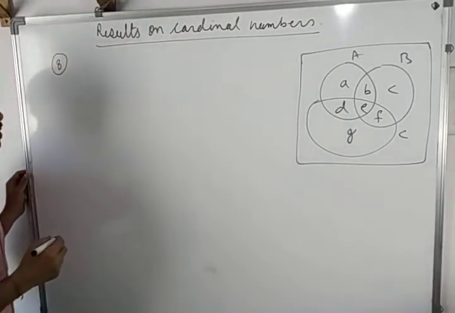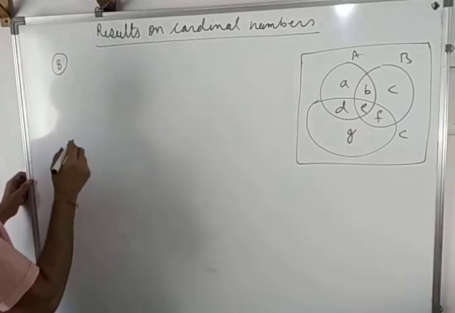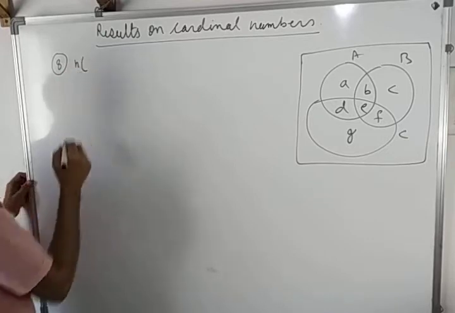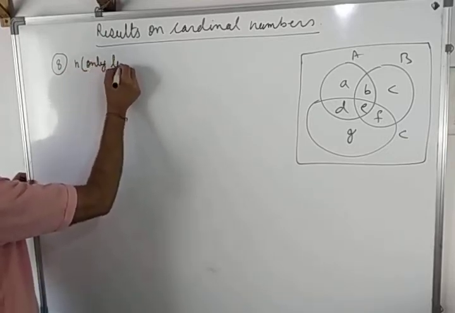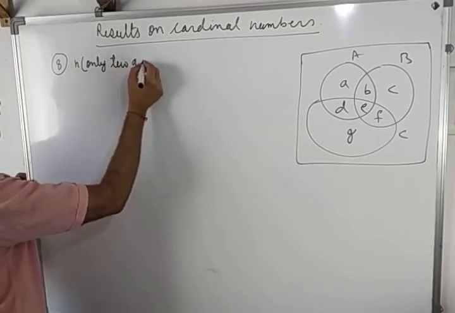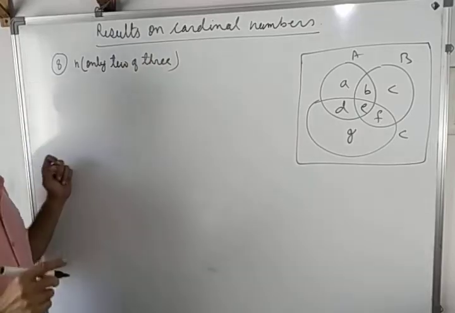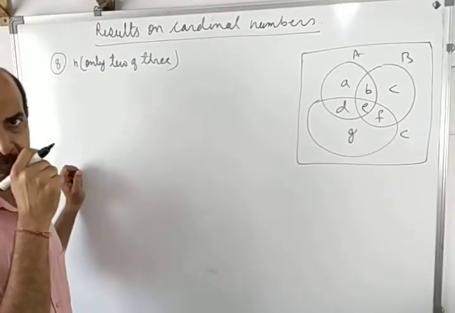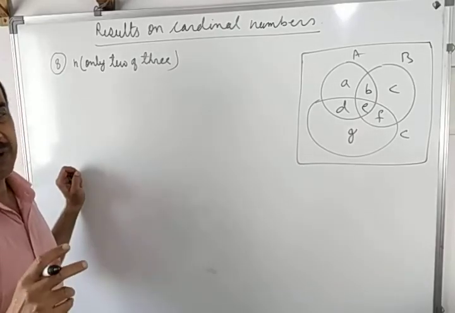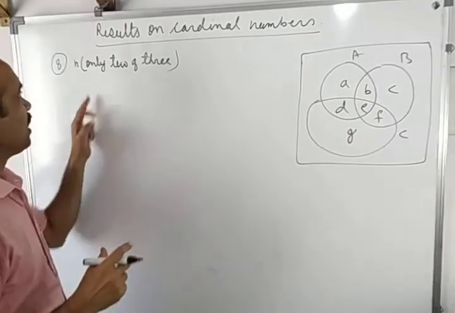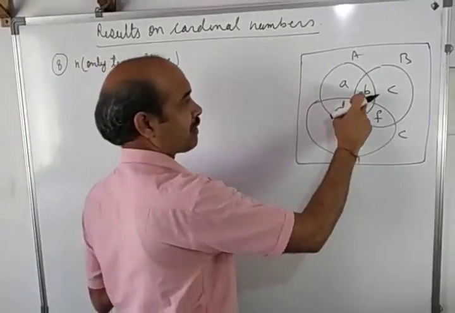You can see the previous video and accordingly the serial number will be updated. So it is n of only 2 of 3. Before that we have discussed, I think, only 1. We'll again discuss the number of elements which are playing only 1. But firstly, only 2 of 3 means like this.